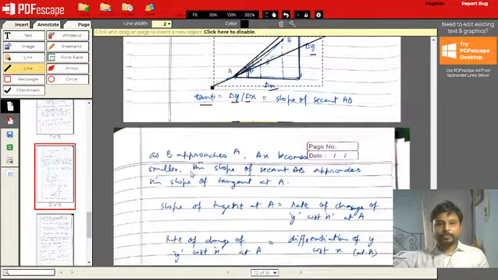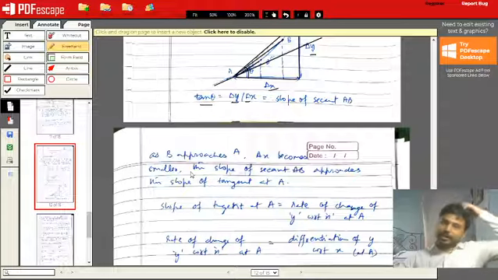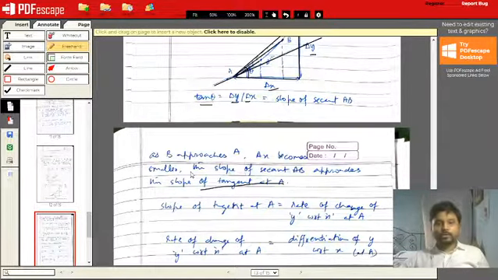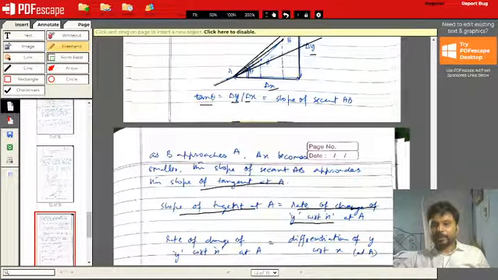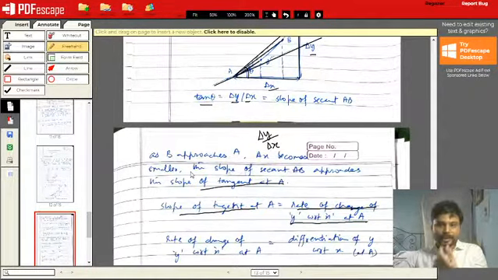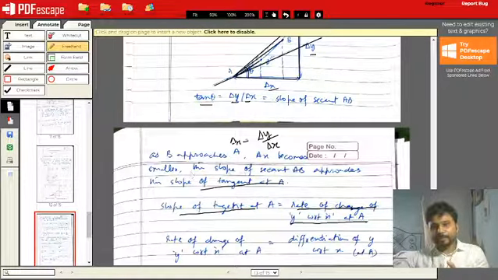So this is what is written here. As B approaches A, delta x becomes smaller. The slope of the secant approaches the slope of the tangent at A. This is what we discussed. The slope of the tangent at A is the rate of change of y with respect to x at A. So that means this is what we have obtained when we have reduced delta y by delta x to a very small value, such that delta x is very small.